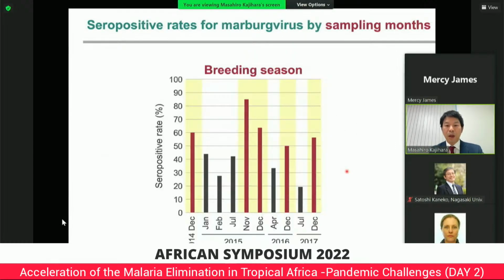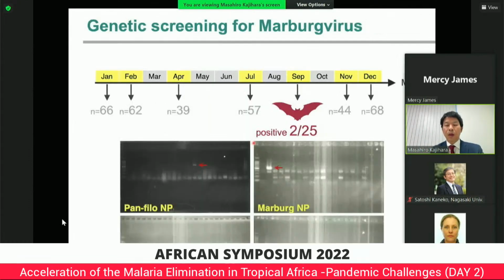By sorting out the seroprevalence according to the sampling month, we found there is a peak in November and December. Next, we screened the bats for the Marburg virus genome, and we found only 2 positive bats in September. So these data indicate that in September there is active circulation of the virus among the colonies, and then they have a seroprevalence peak in November and December.